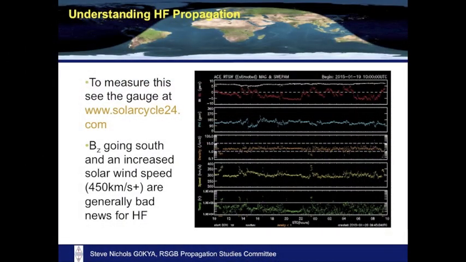Now you can see all this in action at a site called www.solarcycle24.com, where there's a gauge from the ACE spacecraft, and it will show you the particle density, the speed, and also the interplanetary magnetic field. Is this Bz pointing south or is it pointing north? So generally, if you have high particle densities, very fast moving CME material, and the Bz is pointing south, all of that is generally bad news for HF, as this material gets channeled towards the poles and causes a disruption on HF.